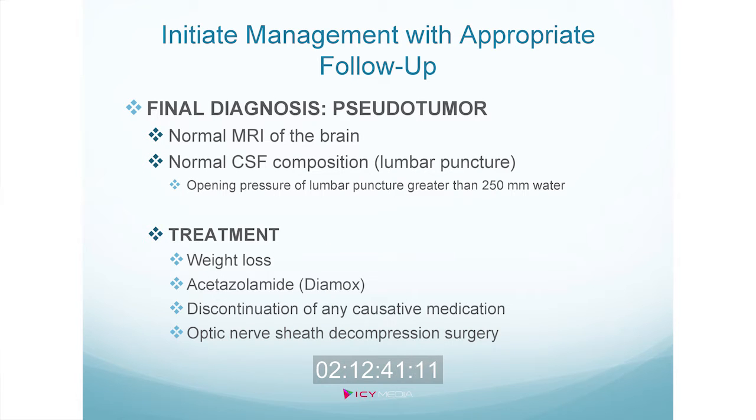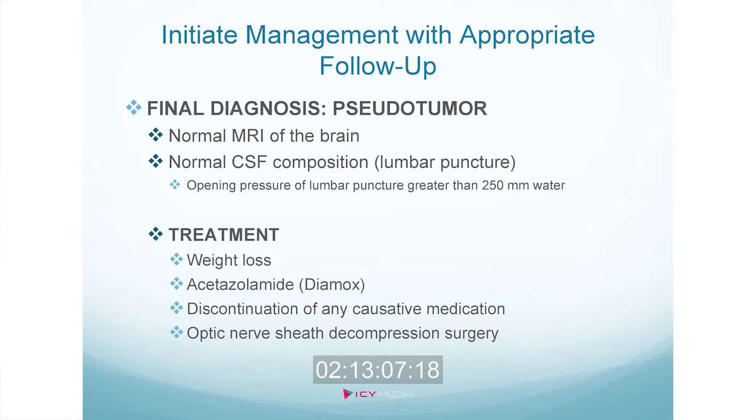Okay, so the final diagnosis in this patient was pseudotumor. An MRI was done of her brain, which was normal. It ruled out any space-occupying lesions. She had a normal CSF constitution, which means that everything inside the CSF was normal. However, her lumbar puncture was abnormal. It was greater than 250 millimeters of water, okay? Which again would go along with that diagnosis of pseudotumor.